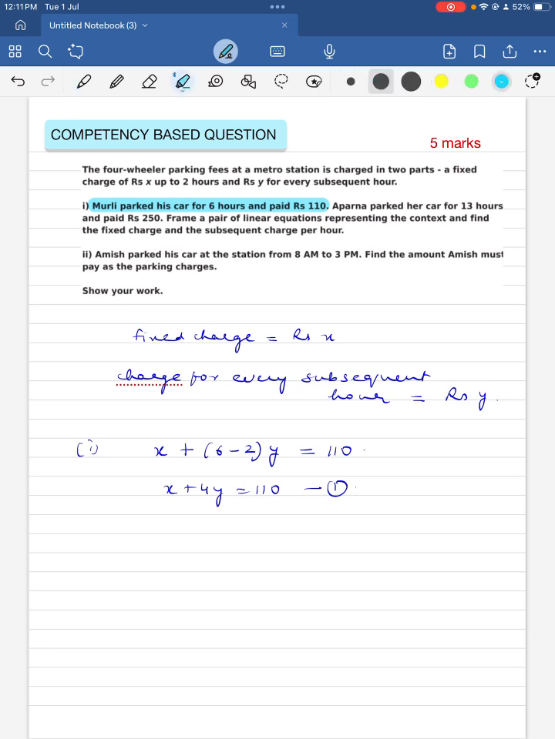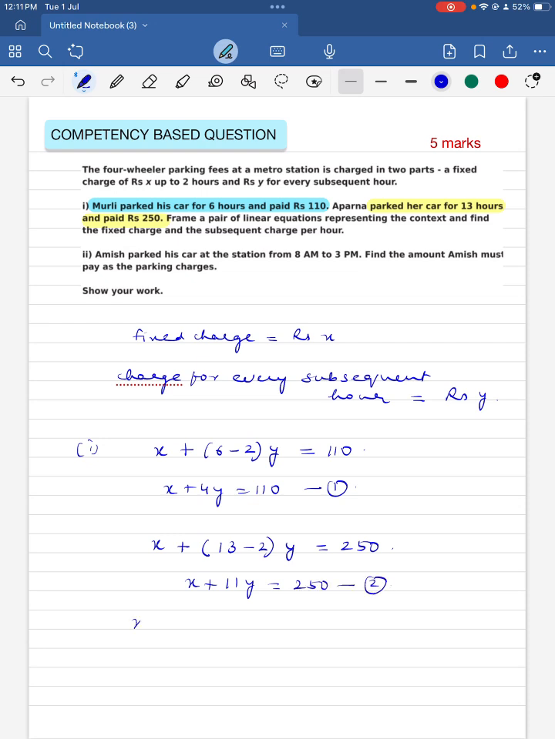Now, Aparna, on the other hand, she parked her car for 13 hours and she paid rupees 250. So she'll also have to pay the fixed charge for the first 2 hours. And because the first 2 hours are already taken care of, from the 13 hours, I'm subtracting 2. And for that, the charge is rupees Y. So 11 times Y is equal to, she's paid totally 250 rupees. So X plus 11Y equal to 250 will be my second equation.